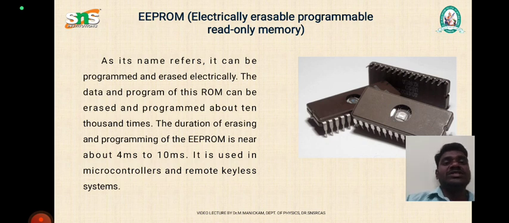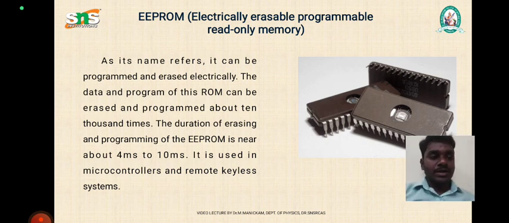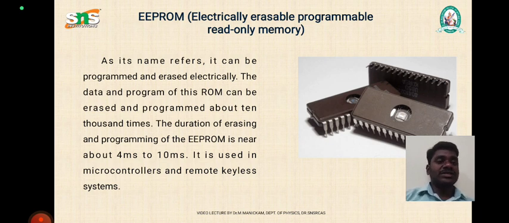Next one, that is EEPROM, electrically erasable programmable read-only memory. As its name refers, it can be programmed and erased electrically. The data and program of this ROM can be erased and programmed about 10,000 times. The duration of erasing and programming of EEPROM is about 4 milliseconds to 10 milliseconds. It is used in microcontrollers and remote keyless systems. See the right side pictures, that is the EEPROM device or chip.